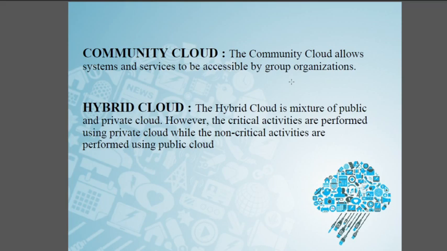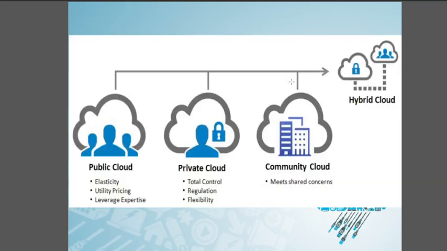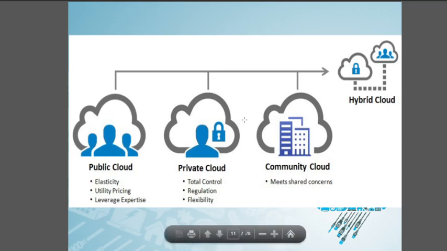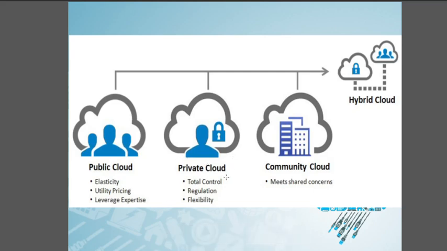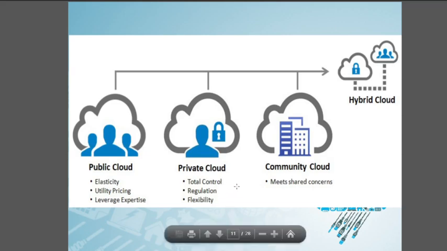So this is, however, the critical activities are performed using private cloud, while the non-critical activity will be performed using the public cloud, right? So that stands for the hybrid cloud. So here the public cloud, there are several points mentioned for these particular clouds. Public cloud will have more elasticity, utility pricing is good, leverages expertise is good. Private cloud will provide more security, will have total control, regulation also there, and flexibility also there.